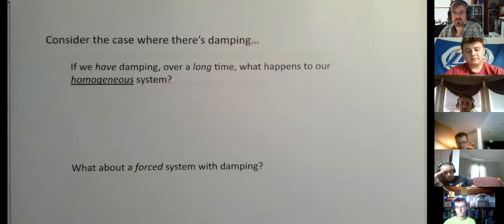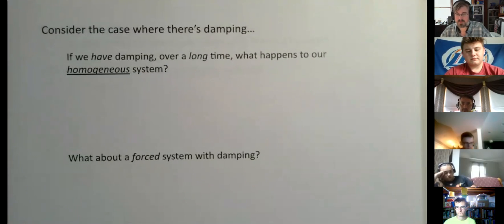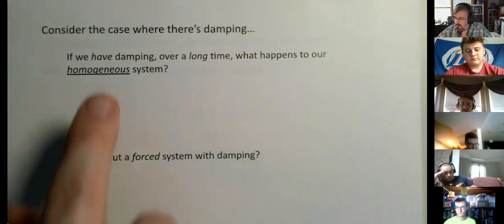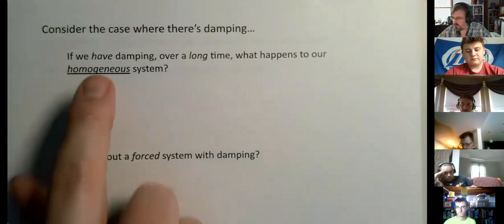So let's consider the case where there's damping. We have damping over a long time. What's going to happen to our homogeneous system? Now, homogeneous means not forced, right?